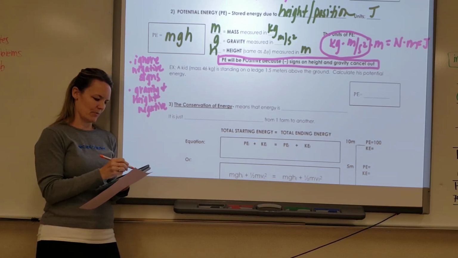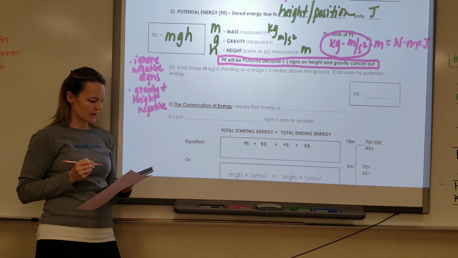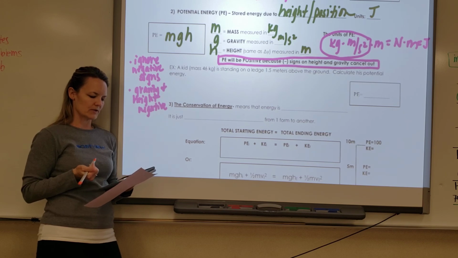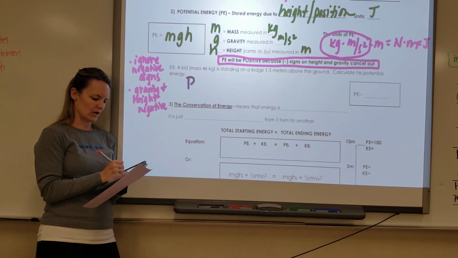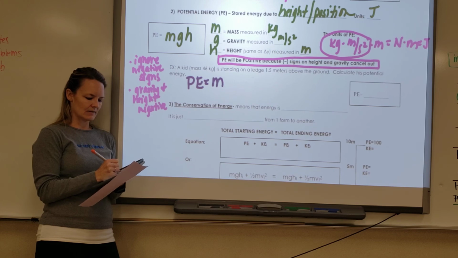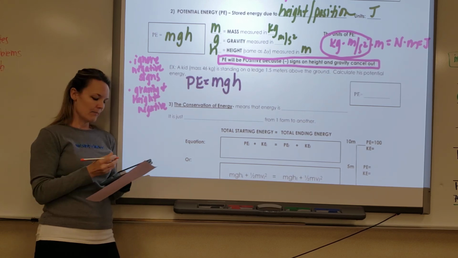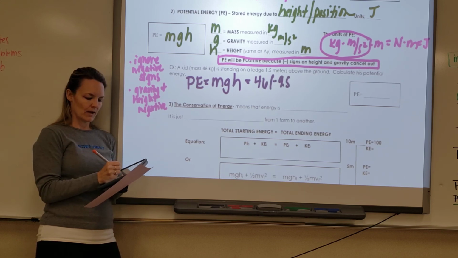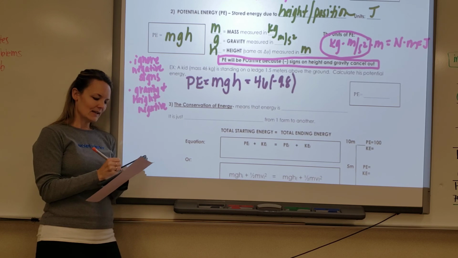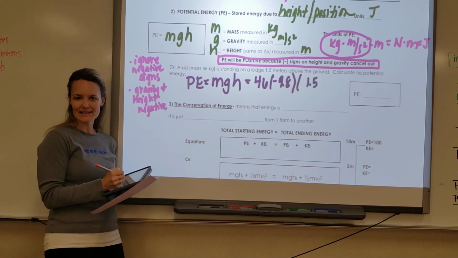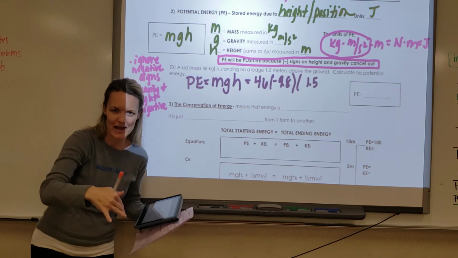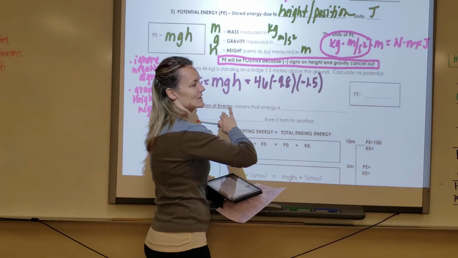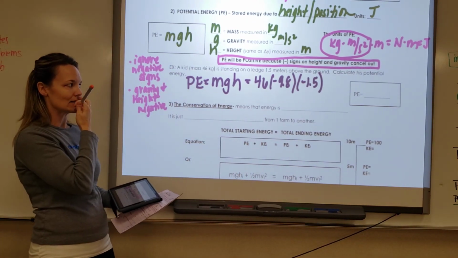Okay, so for example, calculate the potential energy of a kid with a mass of 46 kilograms standing on a ledge 1.5 meters above the ground. So potential energy is mass times gravity times height. The mass was 46 kilograms. Gravity is negative 9.8. And the height is 1.5. But technically, because he's standing up and is going to go downward through that height, it is a negative. These two negatives cancel each other out, so you end up with a positive answer.